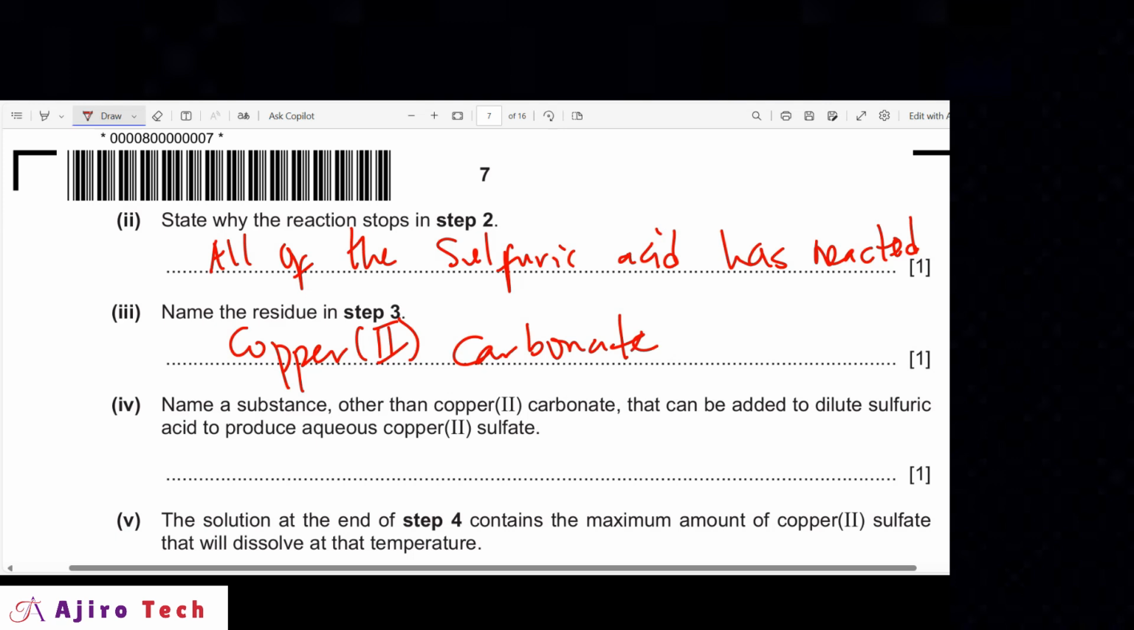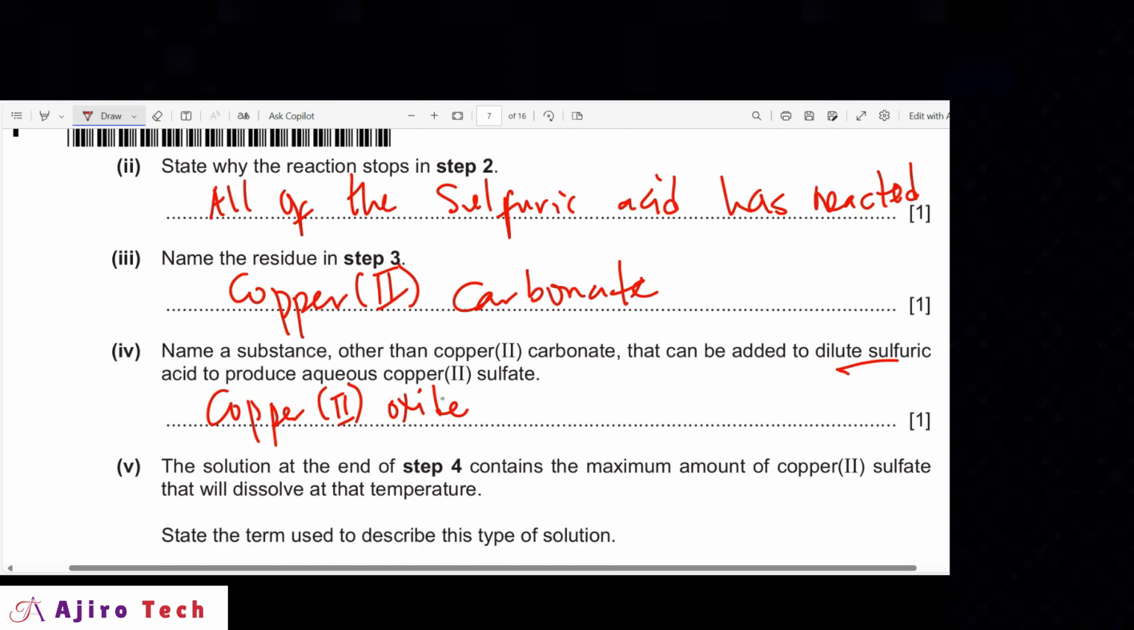All right. Name a substance other than copper(II) carbonate that can be added to dilute sulfuric acid to produce aqueous copper(II) sulfate. Since we are reacting with an acid, you could pick an oxide of copper, or you can pick a hydroxide of copper, since it's an acid-base reaction, basically. Instead of using copper(II) carbonate, you could use copper(II) oxide, since copper(II) oxide is also a basic compound. Or you can also use copper(II) hydroxide, just something basic so that we could form the salt as expected.